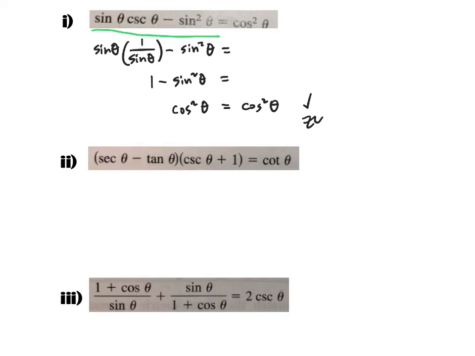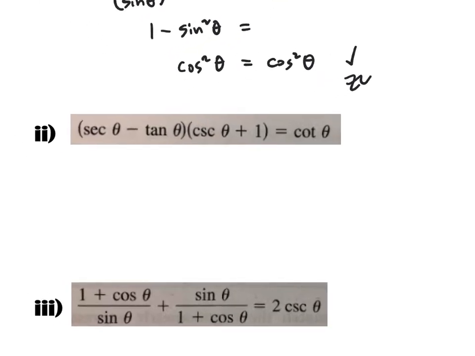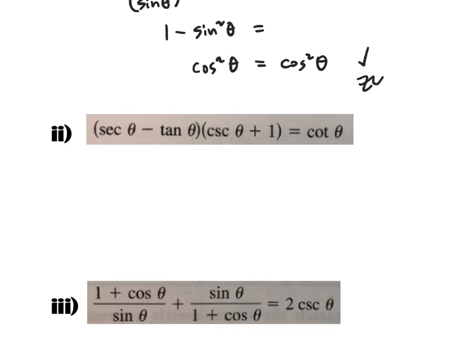Number 2. This one I don't know if I left enough space for, but we'll see. Secant theta minus tangent theta times cosecant theta plus 1 equals cotangent theta. Clearly the left side is the more complicated of the two sides. I'm going to choose to work that left side, and in working that left side, I am going to FOIL. So let's multiply the two together.